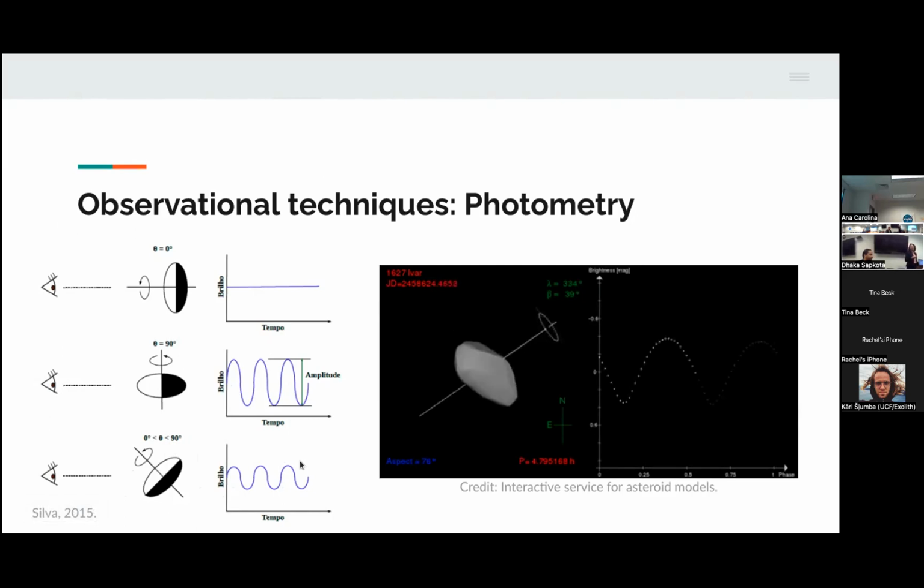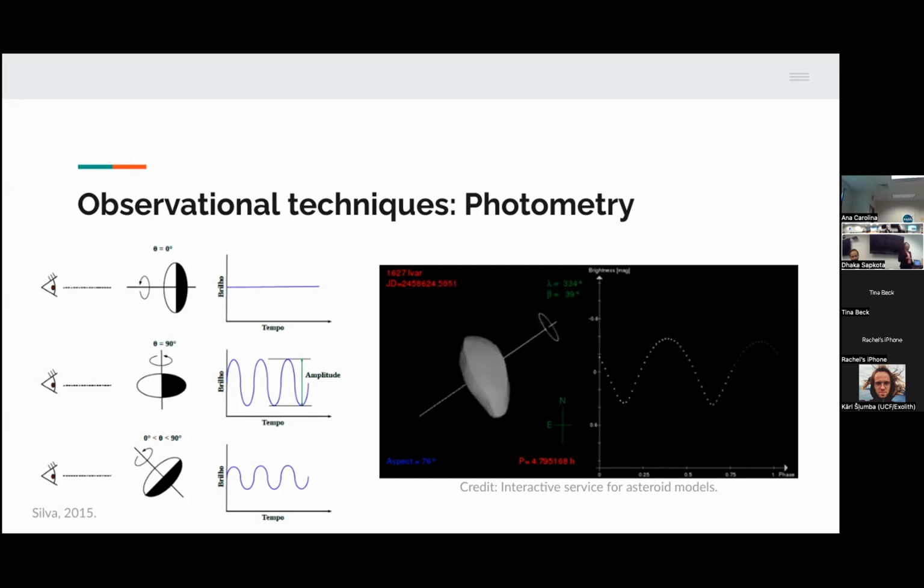The amplitude tells us that if it is small, we are looking at an object that is almost spherical. If they have high amplitudes, we are looking at a body with a more ellipsoidal shape. And if we keep collecting this light for enough time, we can discover the periodicity of the object.